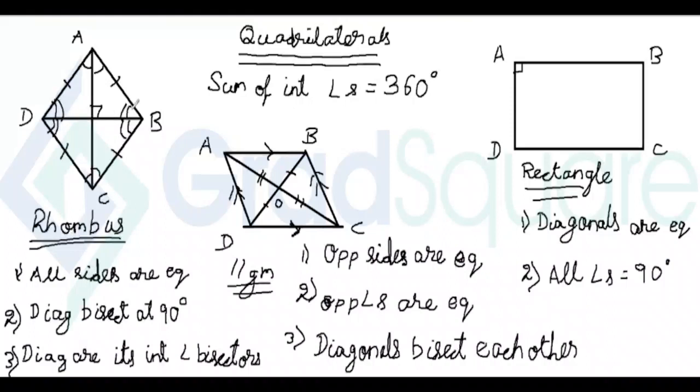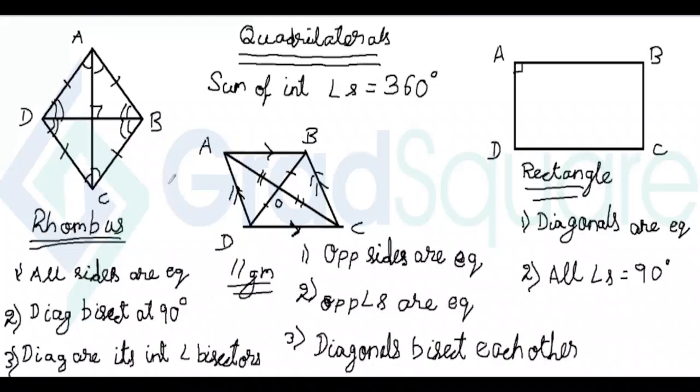So rectangles and rhombi are two special types of parallelograms in which, number one, in a rectangle, the diagonals are going to be equal in length and all the angles are equal to 90 degrees. And a rhombus is a special type of parallelogram in which all sides are equal, diagonals bisect at 90 degrees, and diagonals are its interior angle bisectors as well.